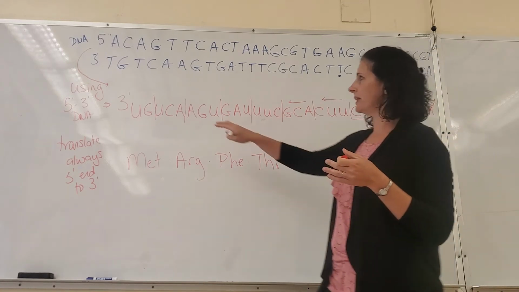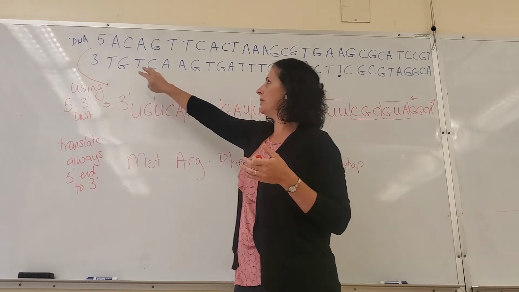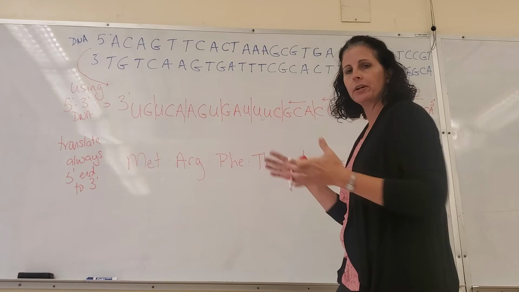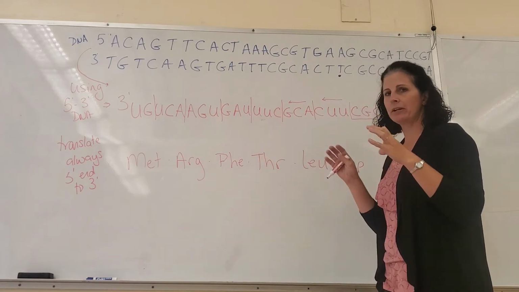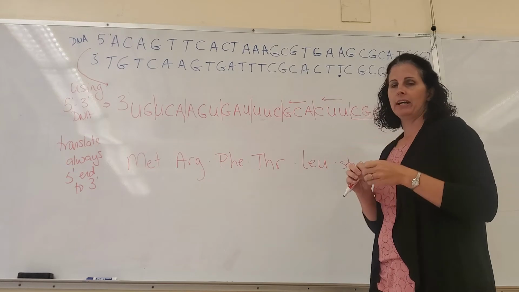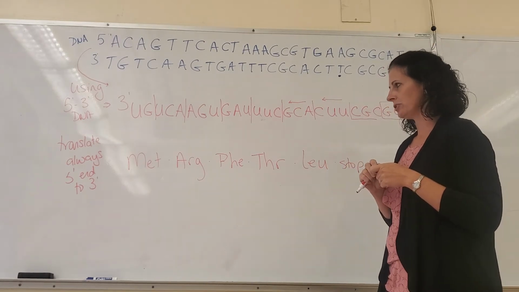Now, if we were using the 3' DNA strand, then our RNA would be going in the 5' direction. And then we could start on the left and go to the right. So again, it's not always right to left or left to right. You have to find that 5' strand before you start translation.